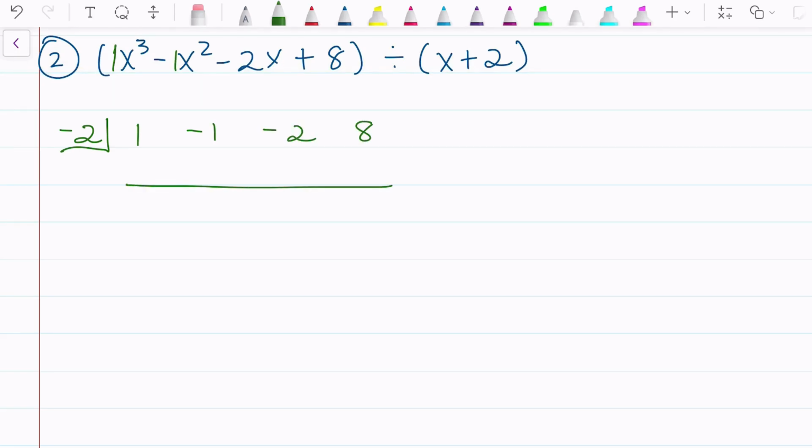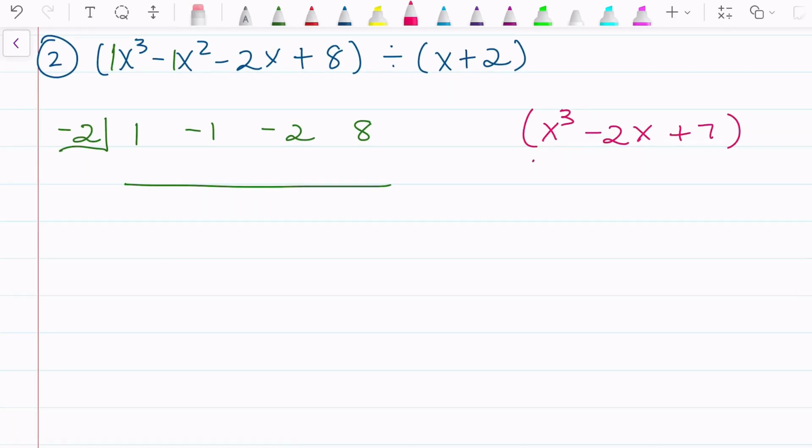Now, guys, let's say you were missing a power. Like, let's say you were dividing something that looked like this: x to the third minus 2x plus 7. You don't see a quadratic, no x squared term there. So you would list out your coefficients like this: 1, 0, negative 2, 7. So I did want to bring that to your attention, that if you're missing a power, you should always go highest to lowest power. And if you're missing one of those powers, you do need to put a 0 in place.